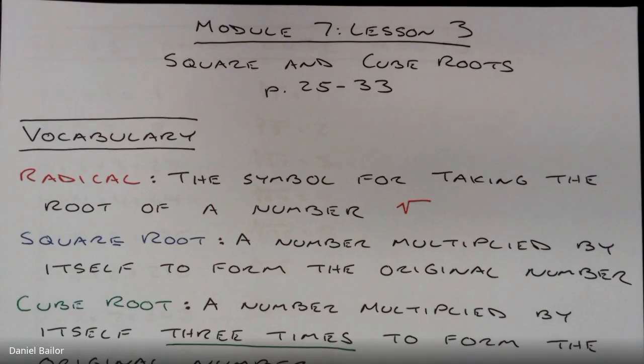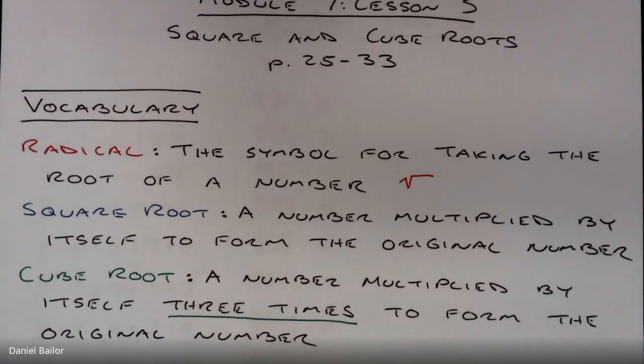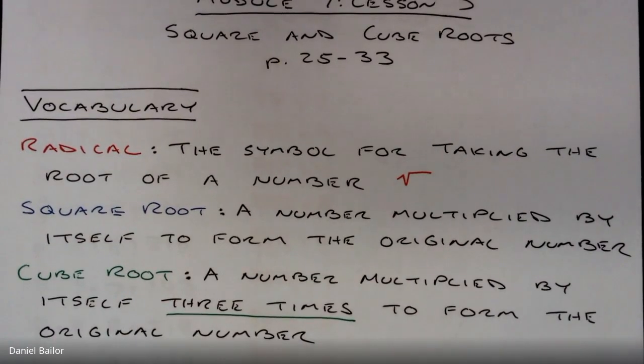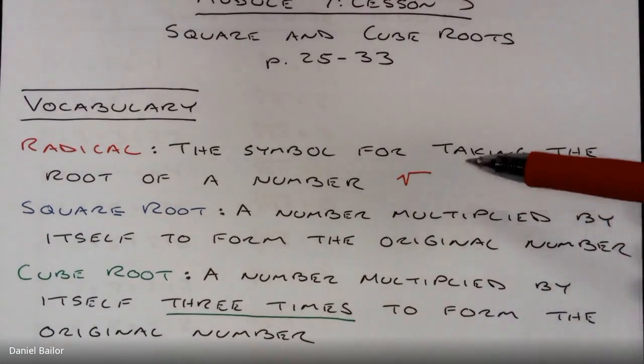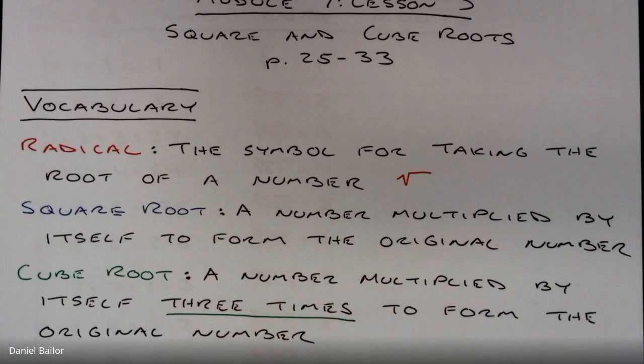So let's begin. We have vocabulary to start with, and we have 3 terms in the vocabulary list today. Radical, which I believe we saw in Lesson 2. Square root, which was in Lesson 2. And cube root, which is the new one today. A radical is the symbol for taking the root of a number. So it's this symbol right here. The red one right here, that is the symbol we use for square root or cube root, or fourth root or fifth root, whatever. Any root you take, that is the symbol for root.